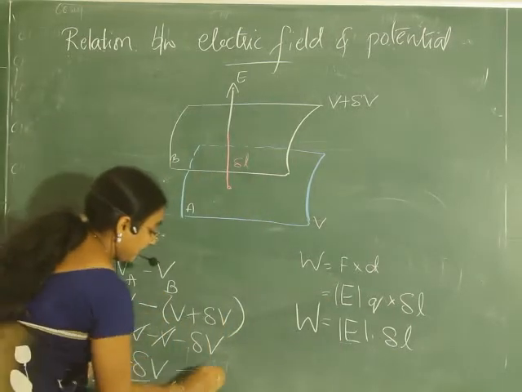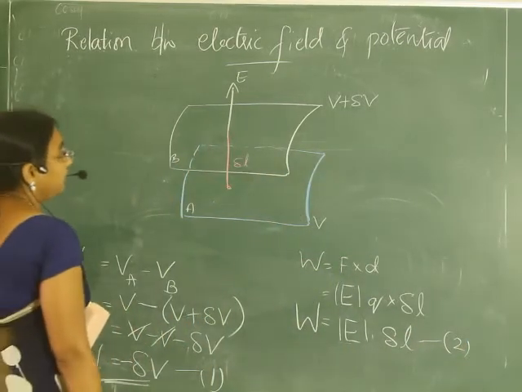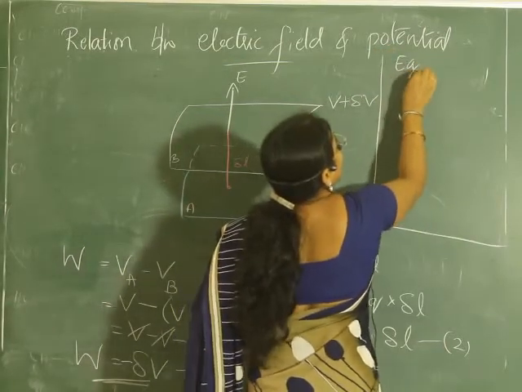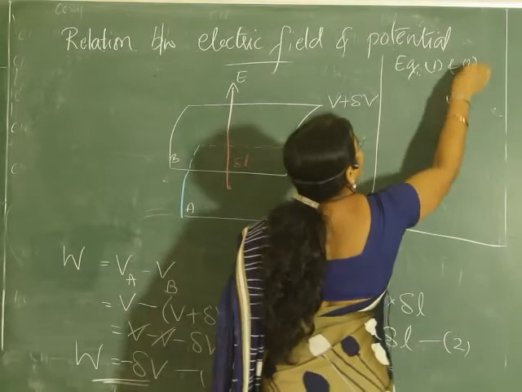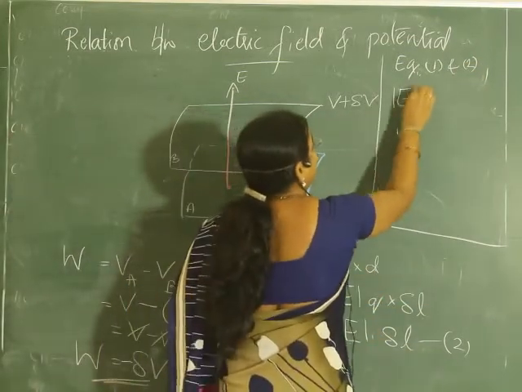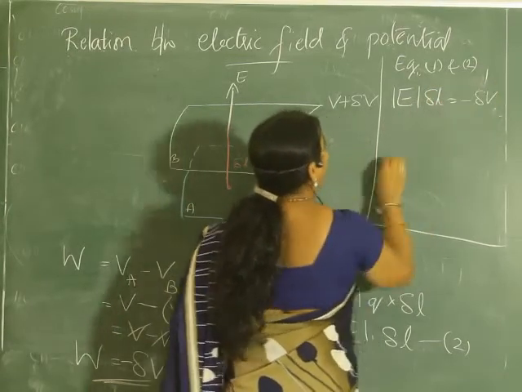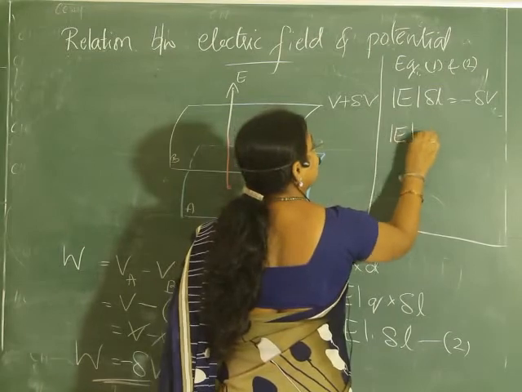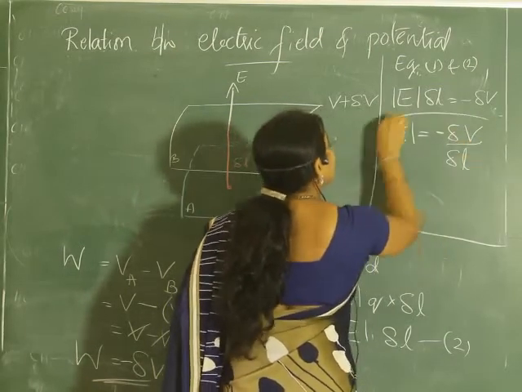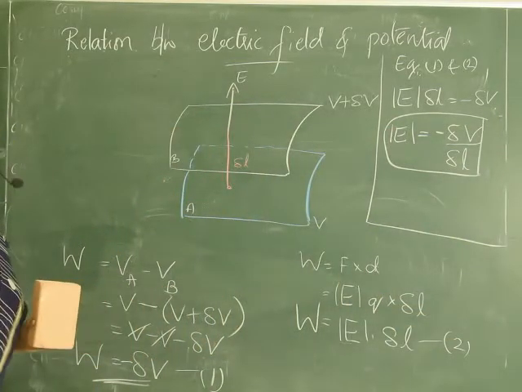So by equating 1 and 2, we get, okay, equate. Yes, equate 1 and 2, because both are work done. So I can write E into delta L is equal to minus delta V, or electric field is equal to minus delta V by delta L. This is the relation between the electric field and potential.